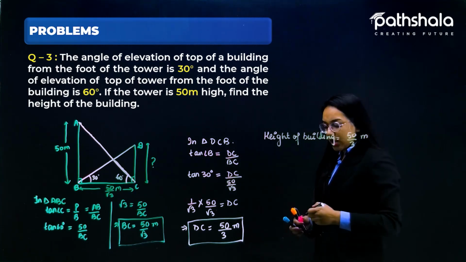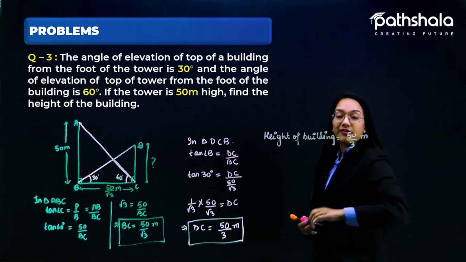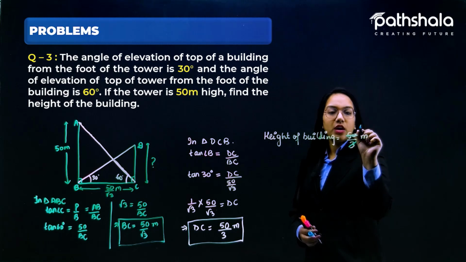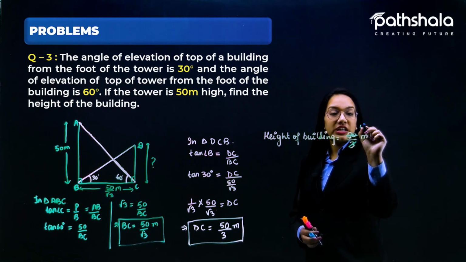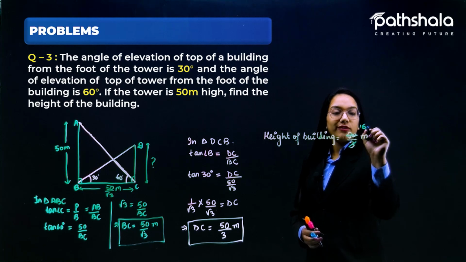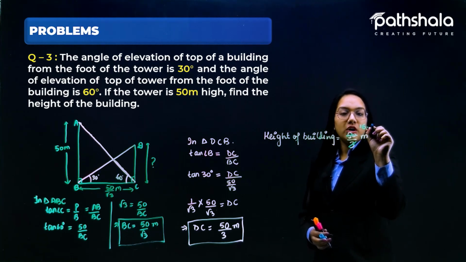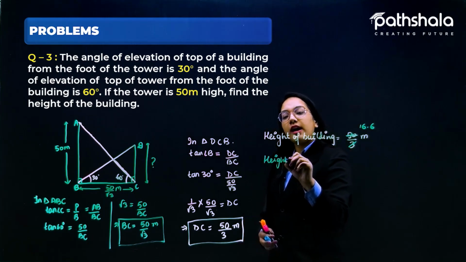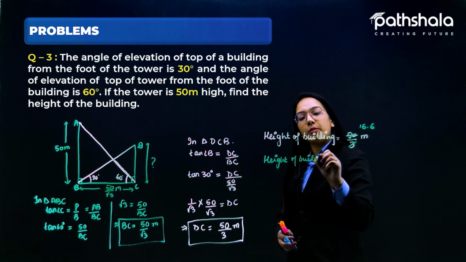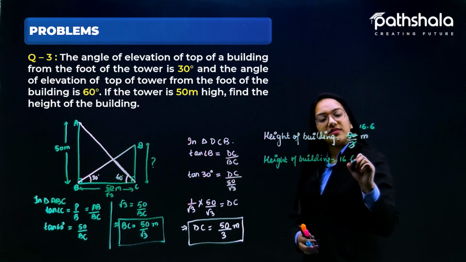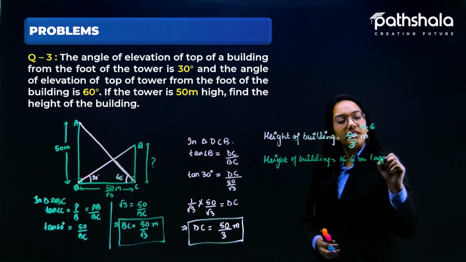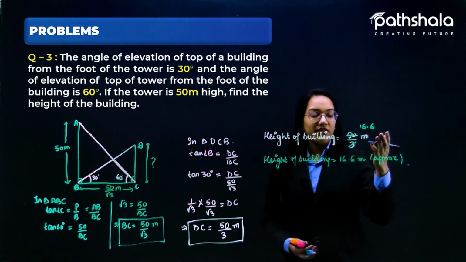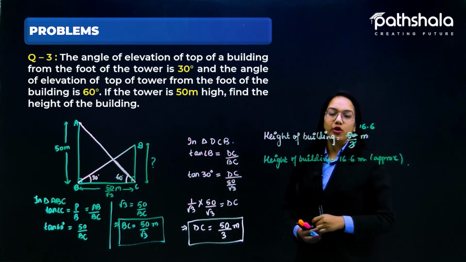You can also sort it out by dividing 50 by 3. As you can see, 3 into 1 is 3, we have 2 left. 3 into 6 is 18, we have again 2 left. So this is a point of 6 again. So we can say that the height of the building is 16.6 meters. In approximate terms, we can take it as 16.7, or we can write the height of the building as 50 by 3 meters. So this is the answer for question number 3.